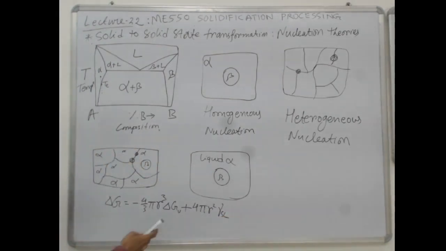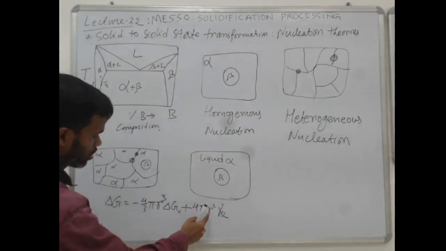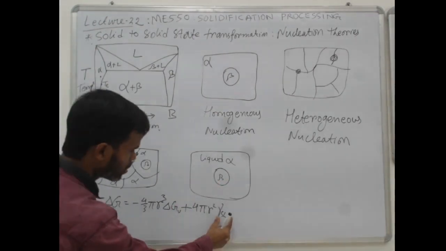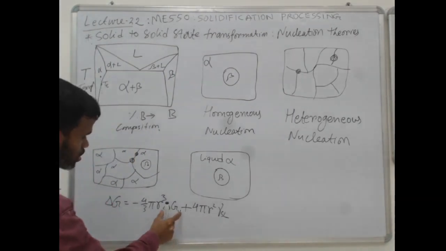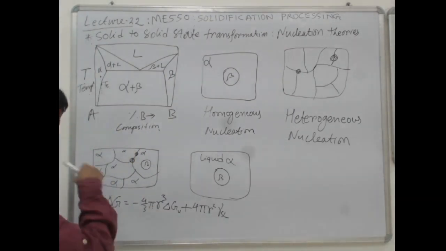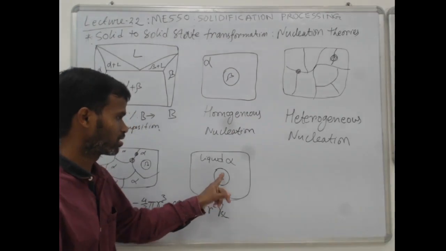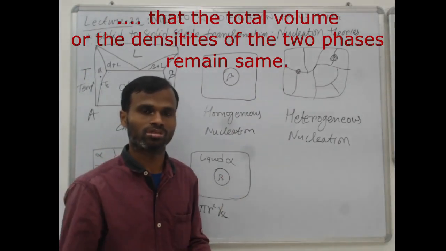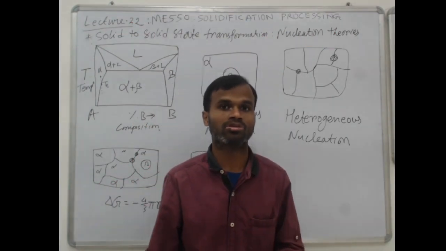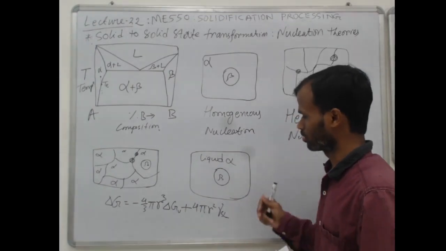This we derived by considering a spherical nucleus of radius r. This is the surface energy per unit area. This is the driving force per unit volume, and this is the volume. When we derived this, we made the consideration that the density of the two phases remains the same, which is not true. So what happens if the density is not the same in the liquid?